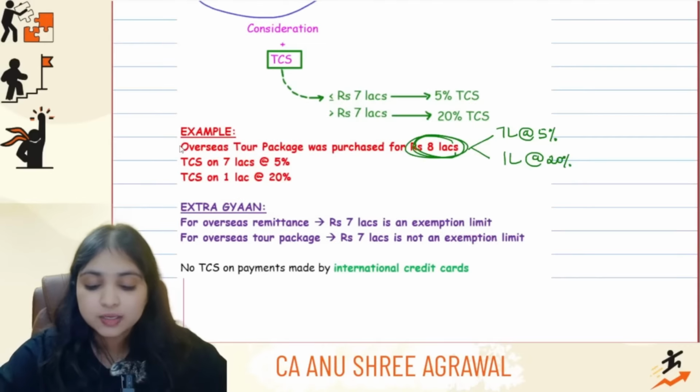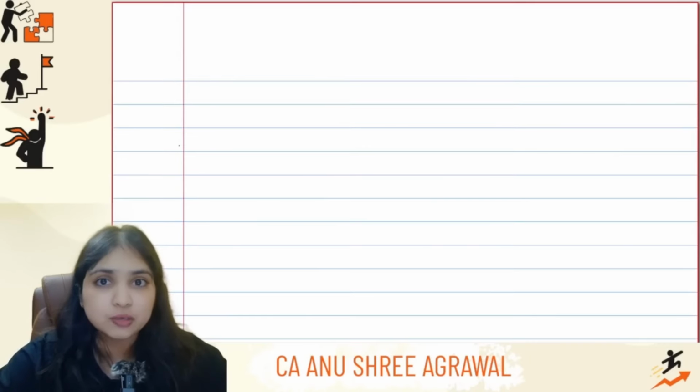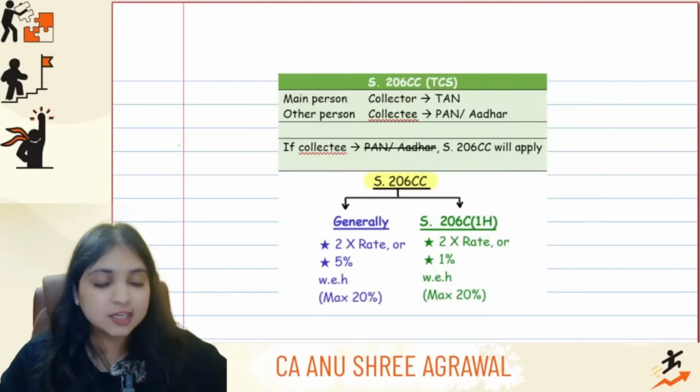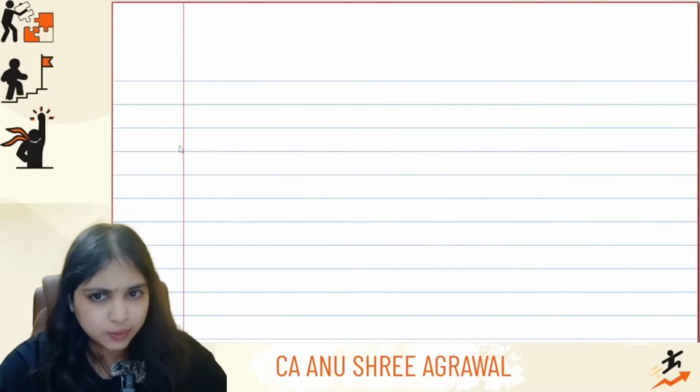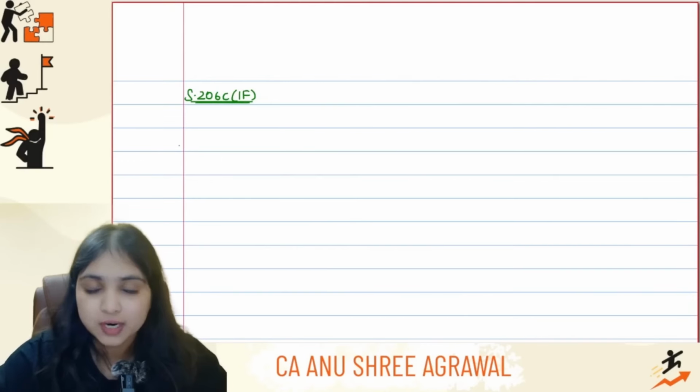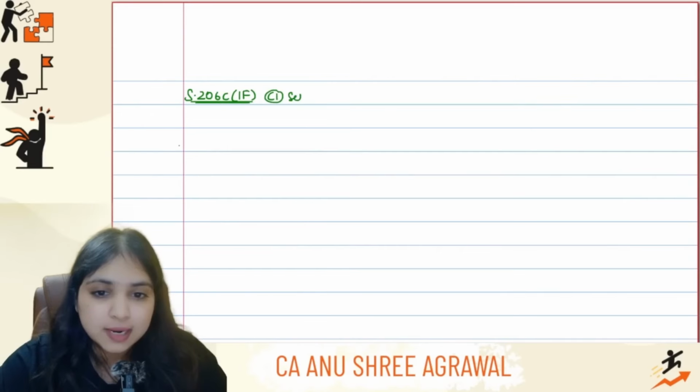Alright, perfect. So can we make one quick revision of all the 5 TCS sections? With this, all our 5 TCS sections we have completed. Let's do one nice quick revision. Our first TCS section was section 206C1F, right? Now in this TCS section there were totally 4 conditions. Condition number 1, the seller should be an R hijack seller. Condition number 2, what kind of goods are we talking about?